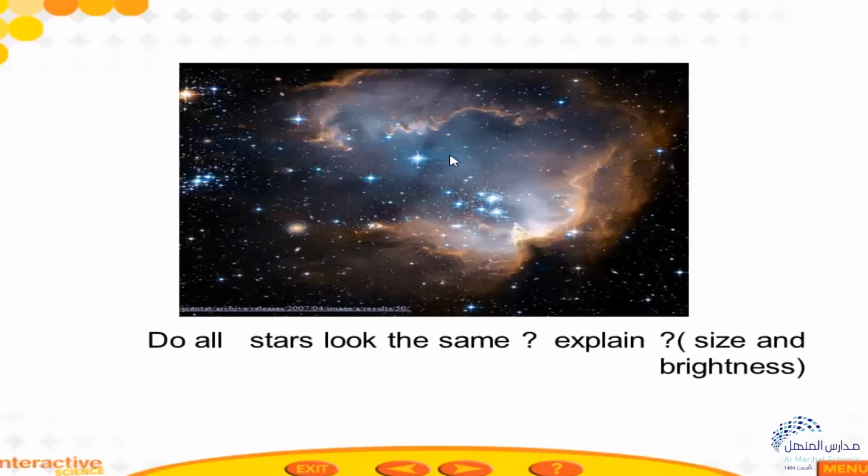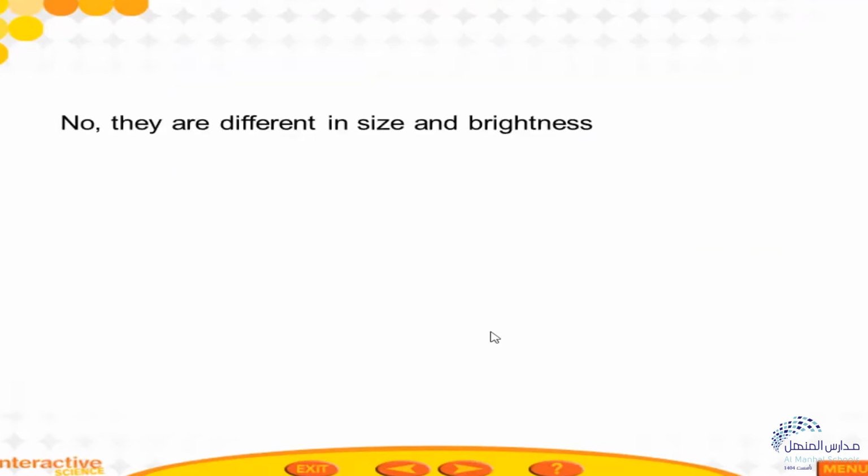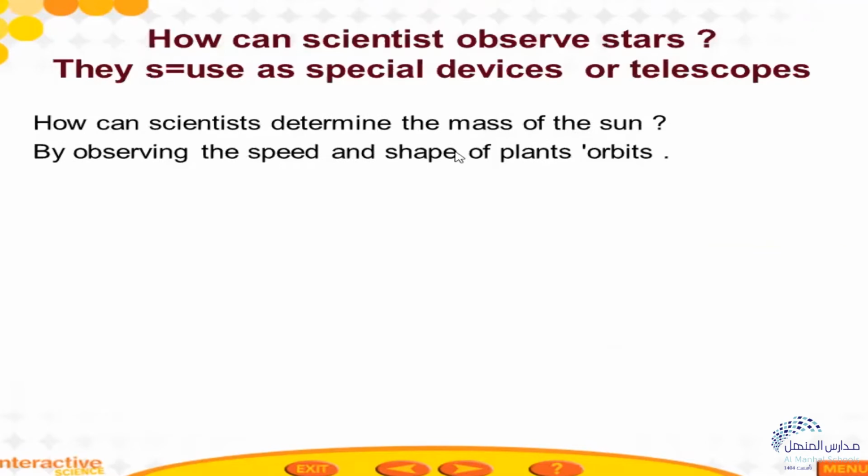We can see this one appears as big or bigger than this one. This one is very tiny. Also, the brightness. This one is very bright, this one is very bright, and the other one is faint. So the stars are not the same. Stars are different in size and brightness. When you look at the sky, you can see thousands of stars, but they are different in size and brightness. Today we are going to study our star, which is the sun, and see what is different between the sun and other stars, and what the physical properties of our sun are as a star.